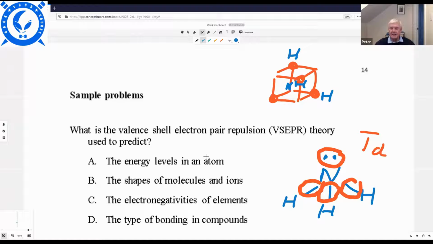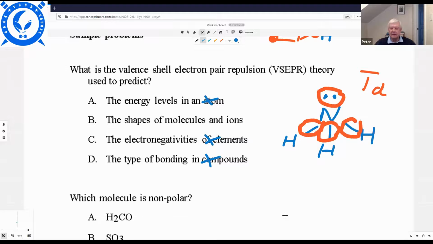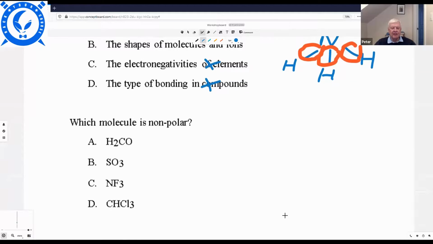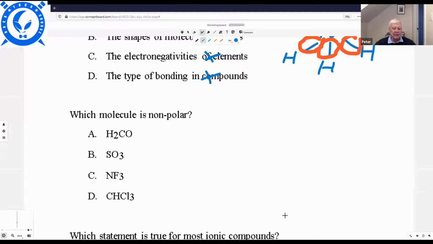But VSEPR has nothing to do with energy levels, nothing to do with electronegativities, and it tells you nothing about the types of bonding. It just tells you where these atoms should be positioned if you have a situation where you can draw a Lewis dot structure. Okay? All right. So to test your ability to draw Lewis dot structures, in the next question I ask you, which molecule is nonpolar? And this could take a bit of time.